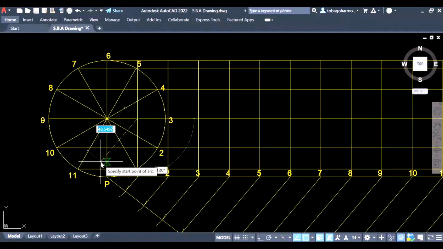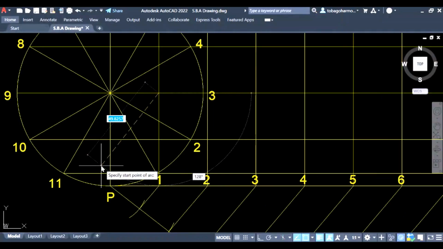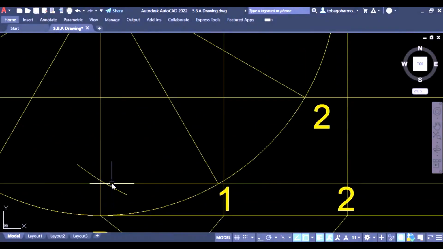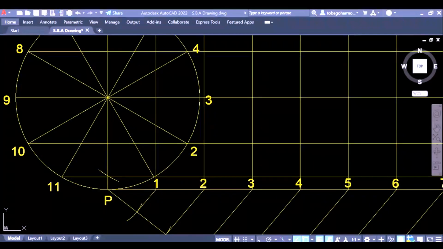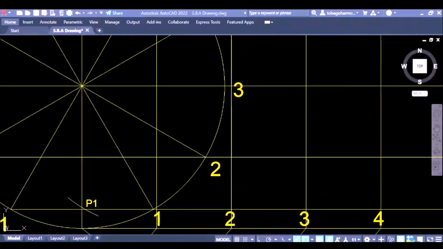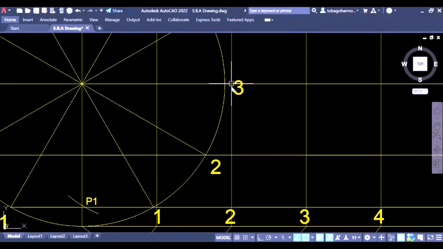So our radius is the radius of the circle, so it's 50. And the center for this arc is vertical line 1, where it intersects with horizontal line 9, 3. So we are drawing an arc to cut horizontal line 1, 11, as you can see. Alright, it might sound very confusing, but if you slow it down, you'll get it. So where the arc cuts horizontal line 1, 11, that is P1.